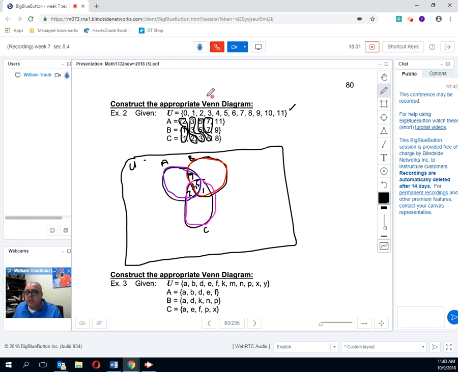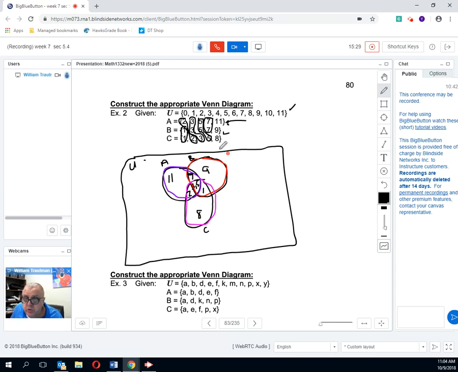So let's look in A for the numbers we did not use. We did not use 11, so we put 11 in A. Do you see it's in A by itself? B has the number 9 that we didn't use. 9 is only in B. It's not in anything else. And C has the number 8. C has the number 8 all by itself. No other set has 8.